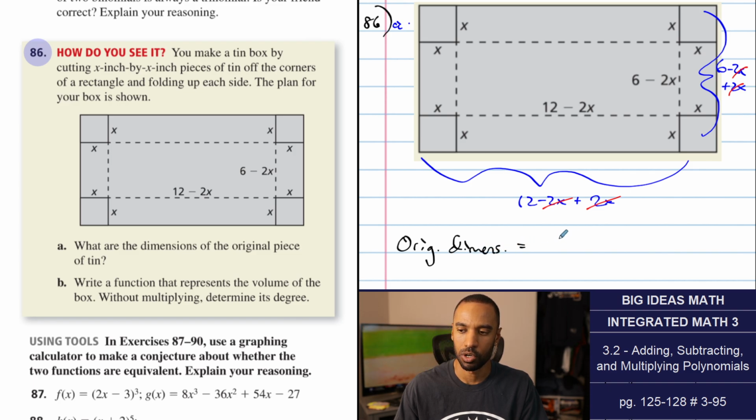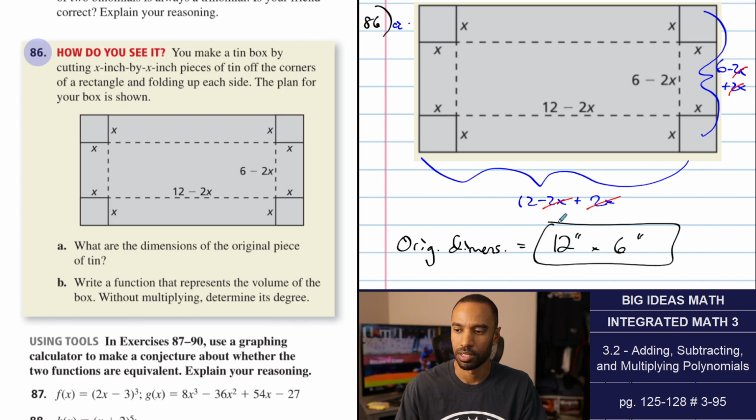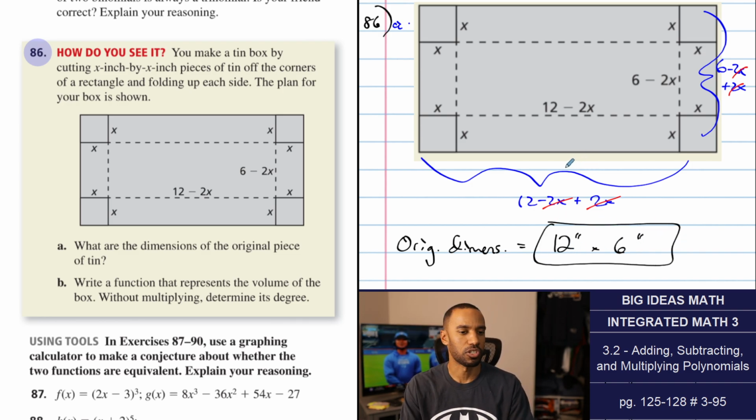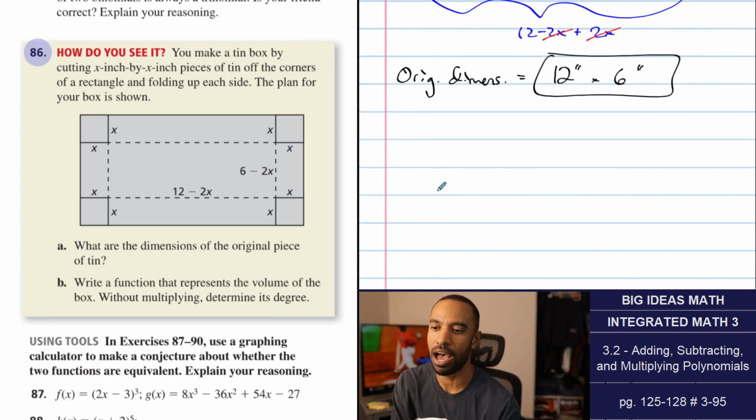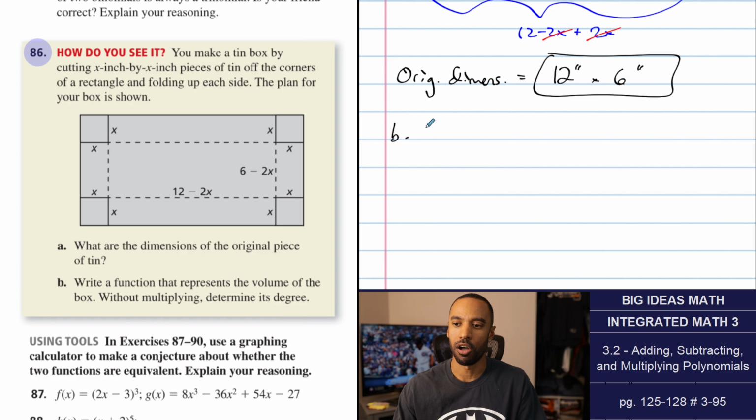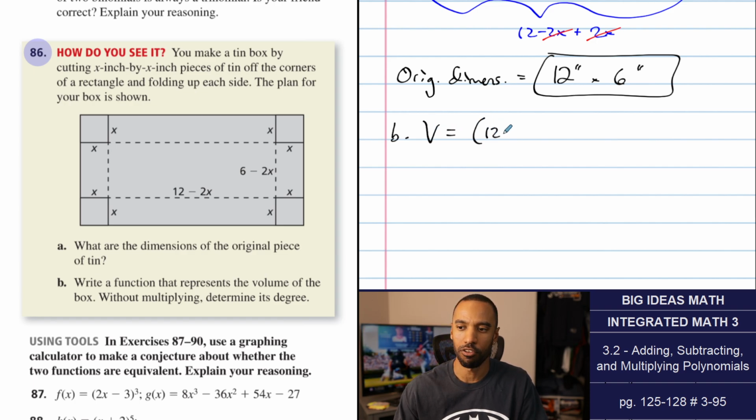Dimension equals 12 inches by 6 inches. Then we cut x inches into them. B, write a function that represents the volume of the box. So now on B, your volume is going to take that 12 minus 2x, the length, times width, 6 minus 2x, times the height of x, like that.